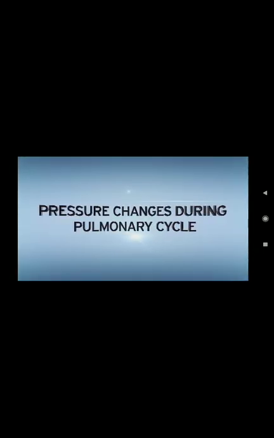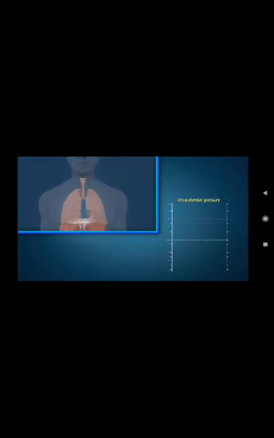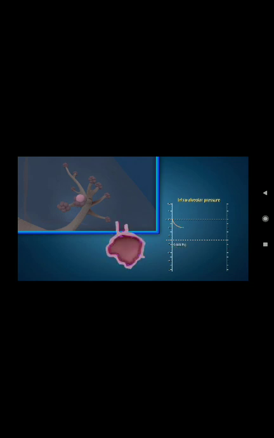Pressure changes during pulmonary cycle. Intra-alveolar pressure. When there is no flow of air in and out of the lungs, the alveolar pressure is equal to the atmospheric pressure of 760 mm of mercury and is considered to be 0 mm mercury. During inspiration, the alveolar pressure drops to -1 mm of mercury, resulting in intake of air from the high pressure area of the nostrils into the low pressure area of the alveoli.